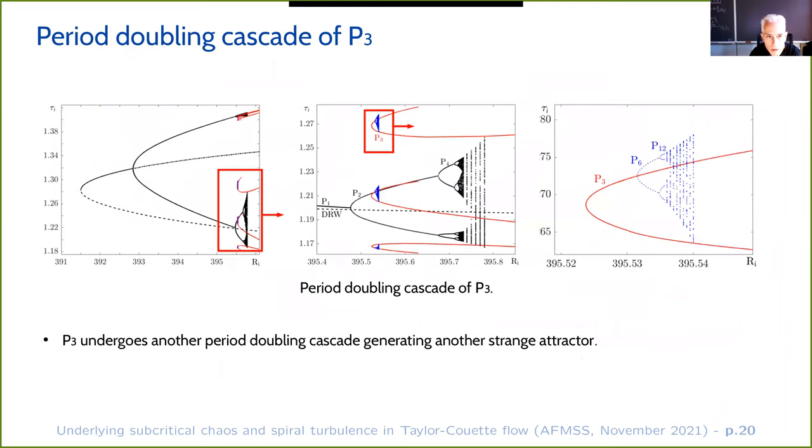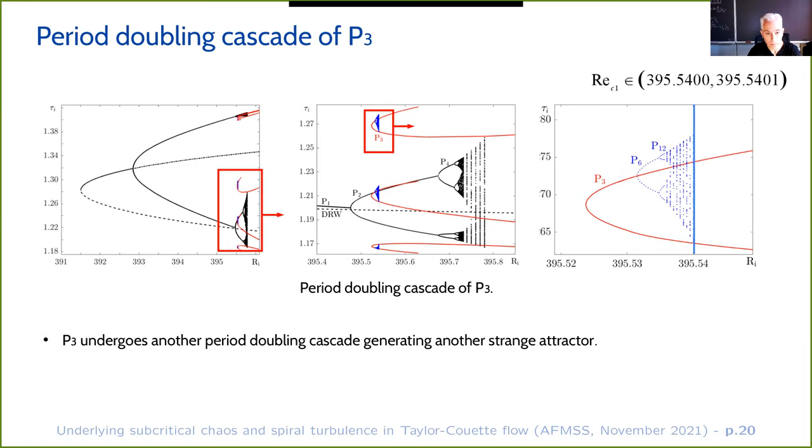But what we didn't expect is that if you monitor this P3 orbit by itself, it already generates its own cascade. And this cascade occurs in the region where the P2 originated from the first cascade is still linearly stable. So what you see here is a bifurcation diagram of the P3 cascade, where you have P3, P6, and P12. And eventually, the chaotic state that it generates, which is also an attractor, collapses with the lower branch of this P3 orbit. So essentially here, what we have is the coexistence, or the near coexistence, of two period-doubling cascades.